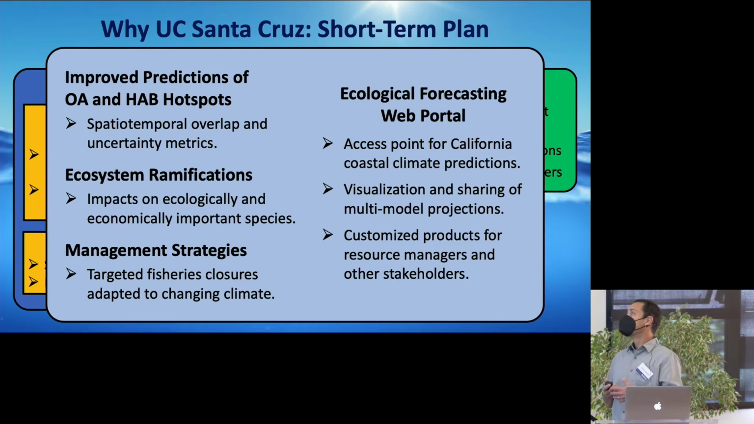And what we would like to do as well is try to develop what we call an ecological forecasting web portal, which would be essentially a centralized access point for coastal climate prediction for California. And this would be a way that resource managers and scientists can access, use, and visualize all those climate projections, all those experiments. And eventually, we would also make customized products for certain stakeholders and resource managers. So that's kind of the short-term view of where this is going.